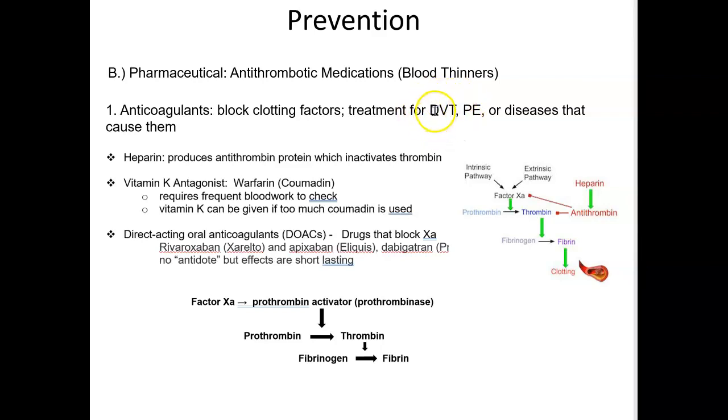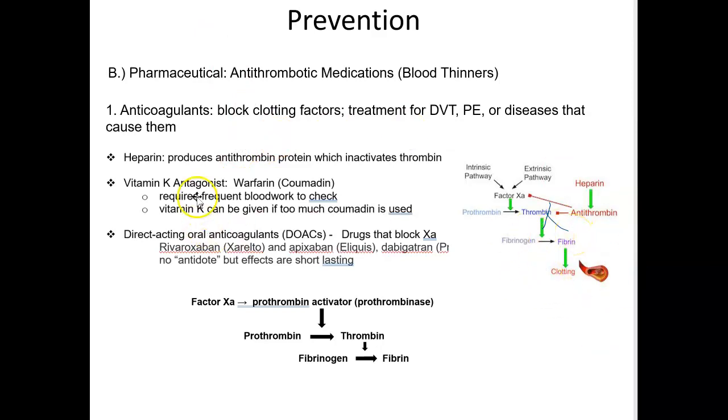So this is a blood clot in a vein, a PE, a pulmonary embolism, or a disease that might cause them. And so the more common ones are heparin, which I know you've heard of. Heparin basically produces antithrombin. And antithrombin is just what it sounds like. It inactivates thrombin. Remember, thrombin was part of that coagulation cascade. So if we block the thrombin, then we will decrease our clotting.